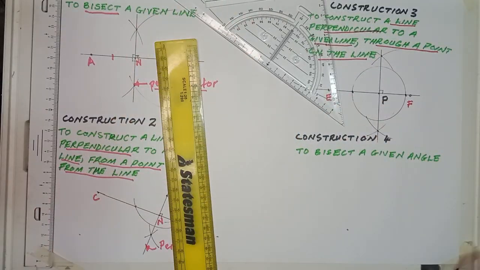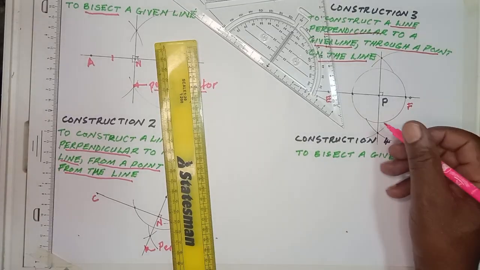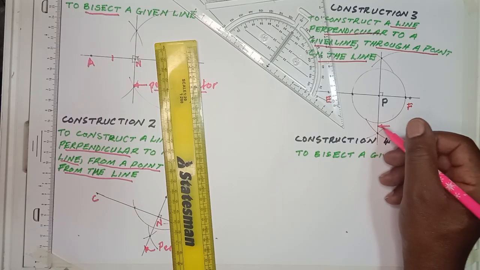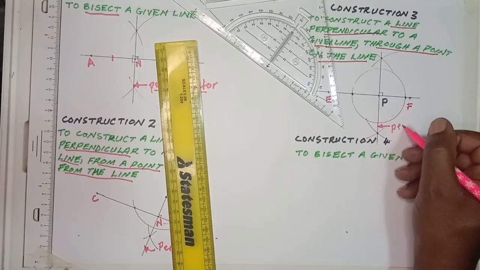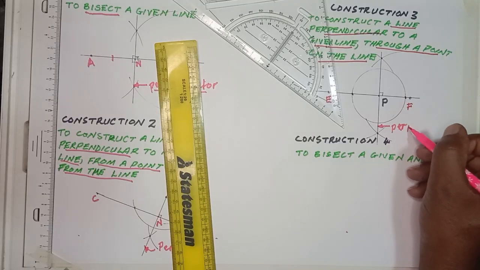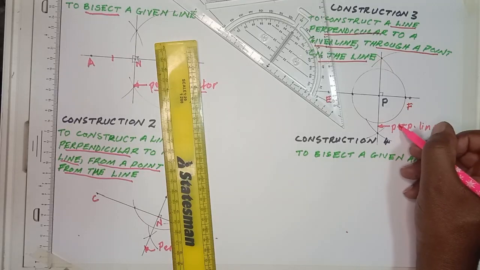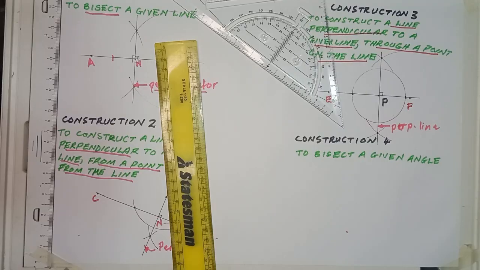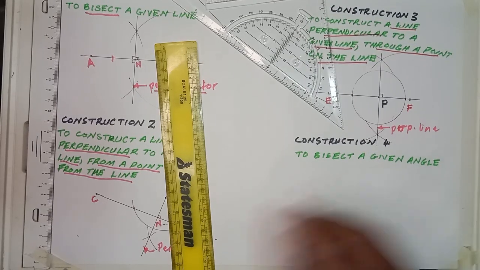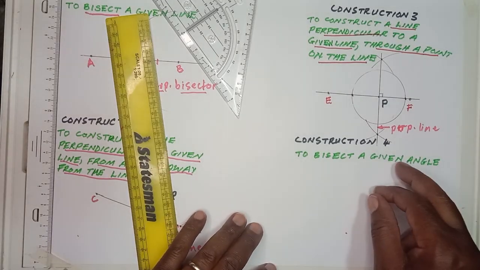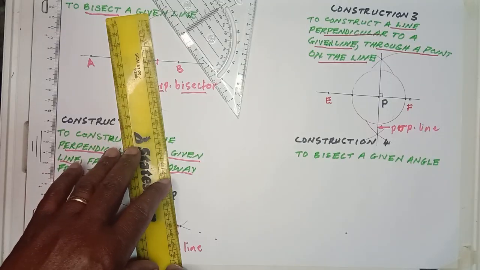So this line here is a perpendicular line to line EF. It's not a perpendicular bisector, but it's simply a perpendicular line. Okay, that's a perpendicular line. That's construction number 3. Let's move on to construction number 4, which is also very important.